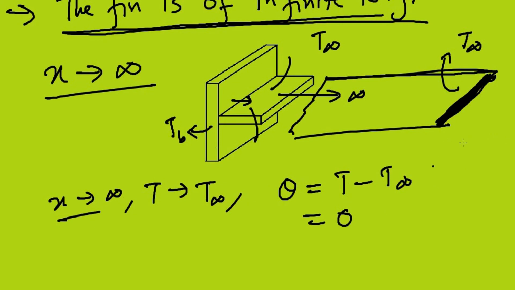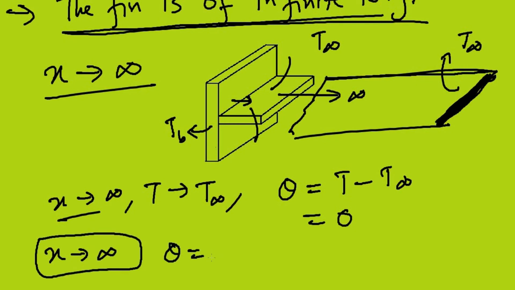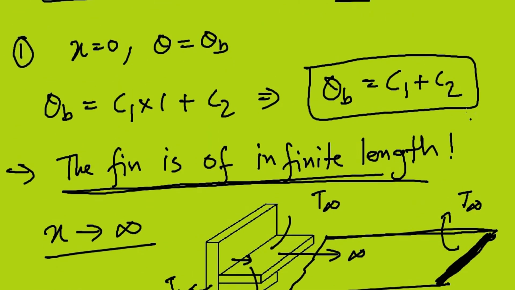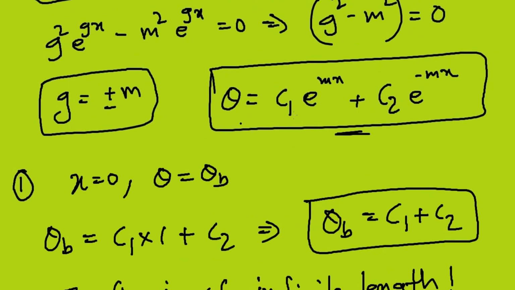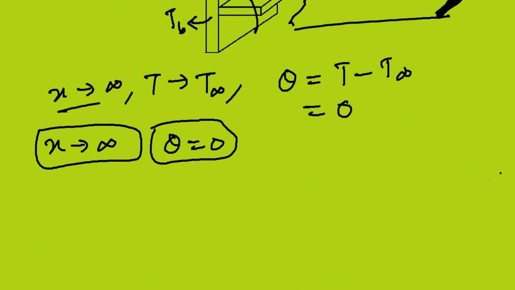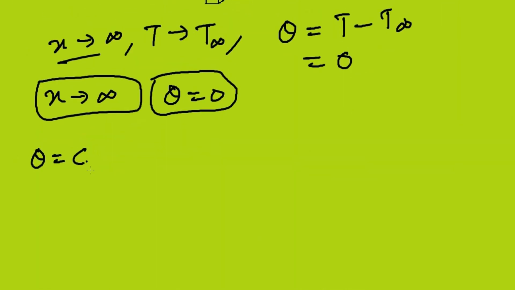So I have got my second boundary condition, that at x tends to infinity, theta equals 0. This is my next boundary condition. I will put it in this equation, that is theta equals c1 e power mx plus c2 e power minus mx. So let me write the equation. Theta equals c1 e power mx plus c2 e power minus mx.